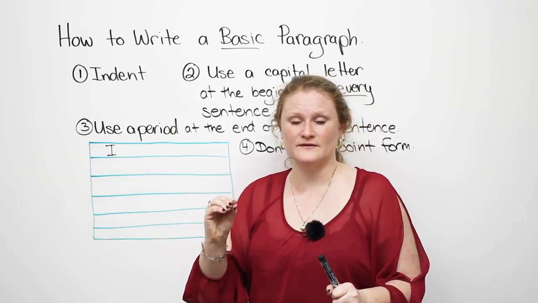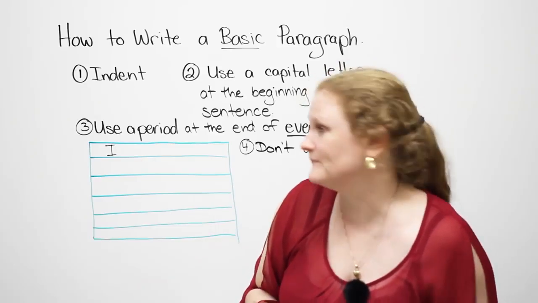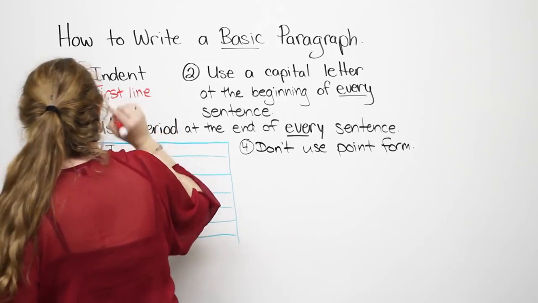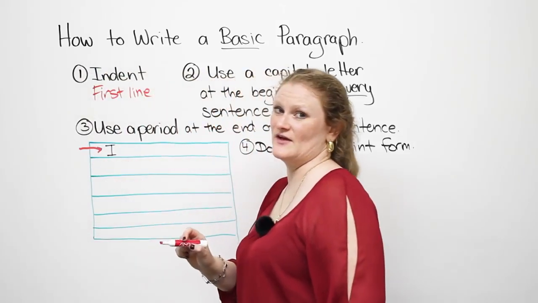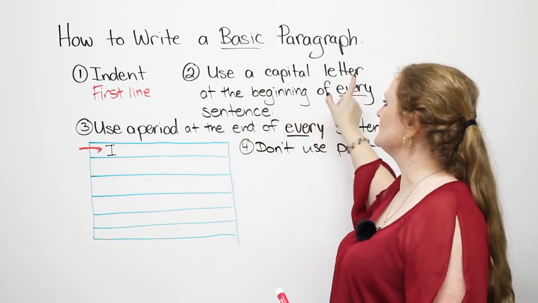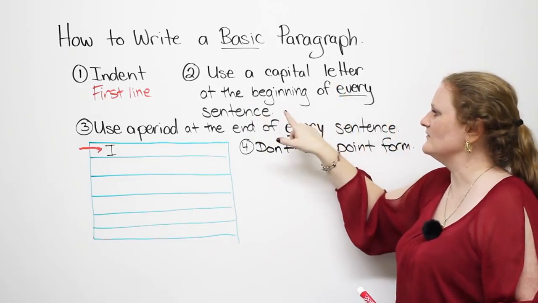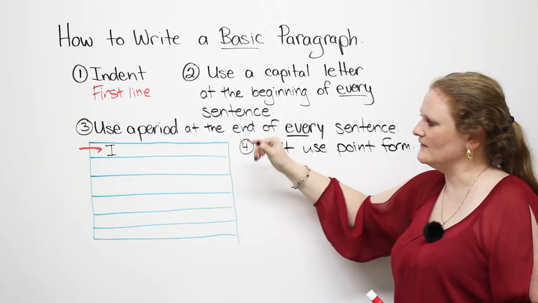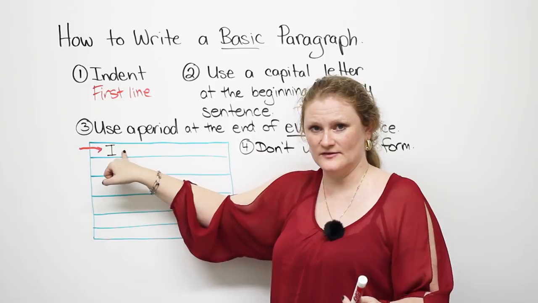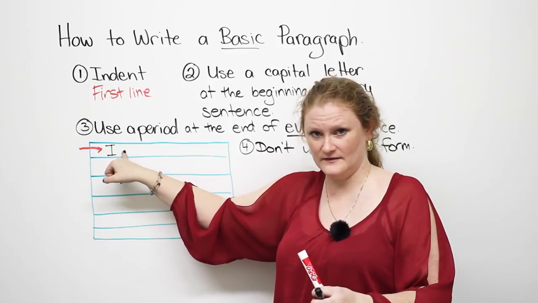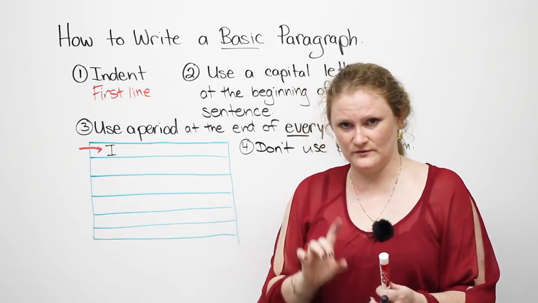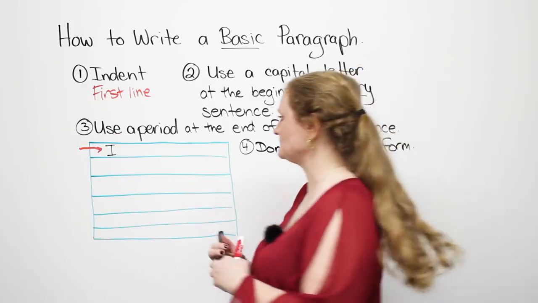So it's very important that you only indent the first line of your paragraph. Like so. Okay. The next thing that you have to do is you have to use a capital letter at the beginning of every sentence. Now, the word that I've written is I. Another rule in English is that every single time you write I, it must be a capital. So, I'm going to write an example sentence for you to illustrate what I mean.